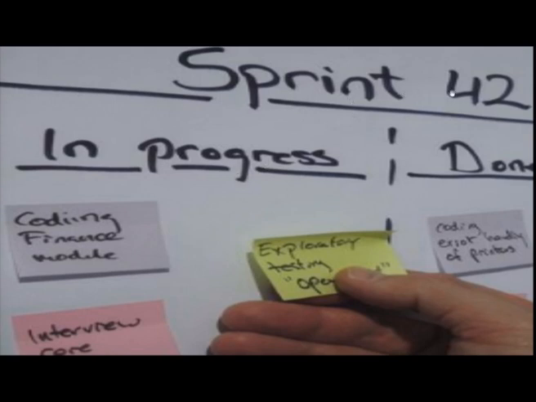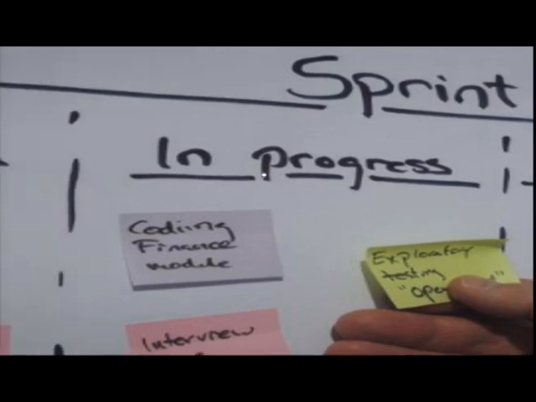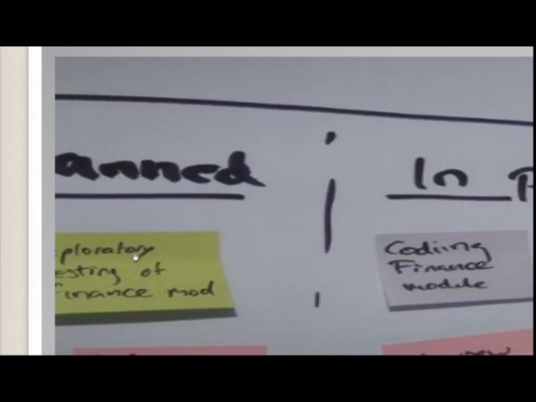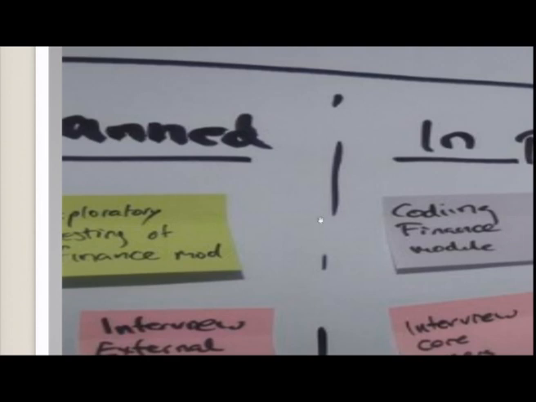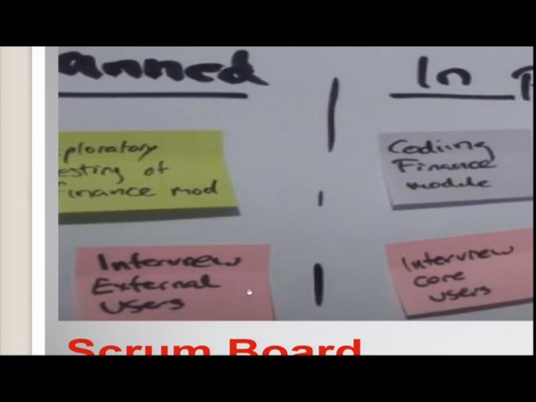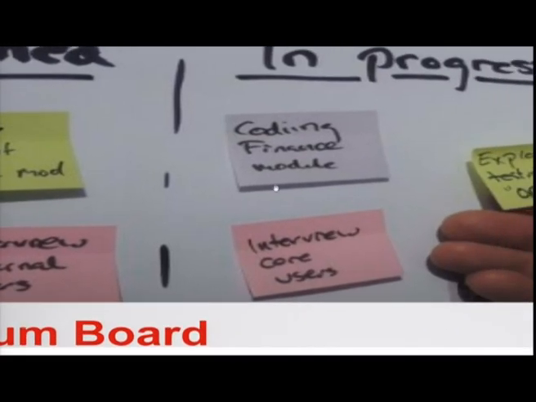So it is sprint number 42. They are going to show the 42nd feature to the client, wherein you have many different sticky notes. These are all called sticky notes. In these sticky notes, this has been planned, that is exploratory testing of the finance module, interview external users. So these have all been written by a person called the Scrum Master.